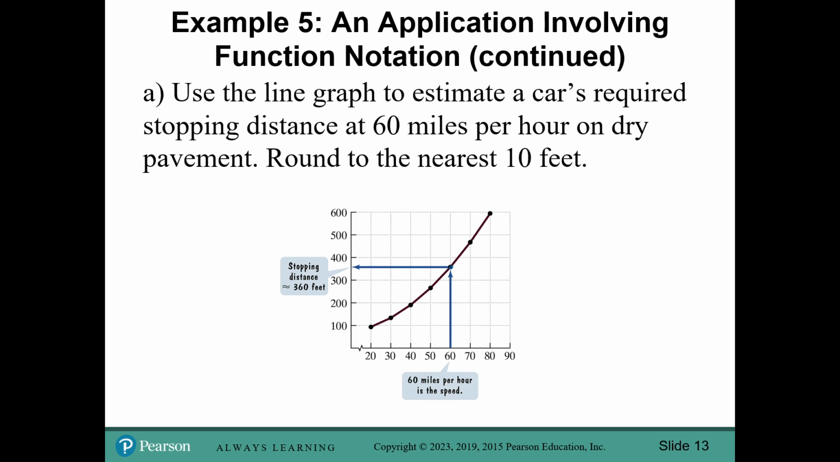We've used this curve to estimate this distance. We know our speed. We see where it hits the graph. It's right there. And we take that and we correspond that over here to where it hits on the y-axis, which is our stopping distance. And we estimate it to the best of our ability.